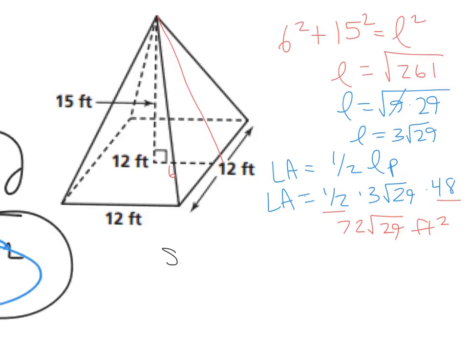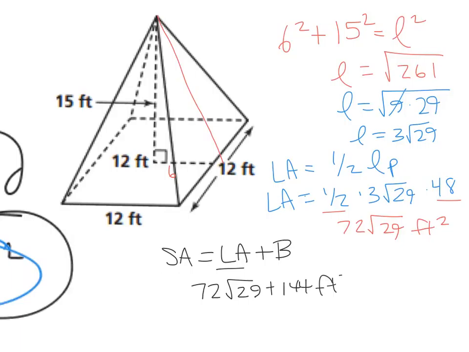The surface area is lateral area plus the area of one base. So the surface area is 72 root 29 plus 144, and then it's feet squared. That's exact. So if it tells you to round or find the approximate one, then you're going to put that in your calculator.